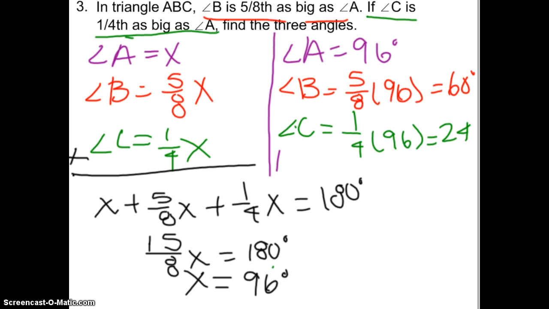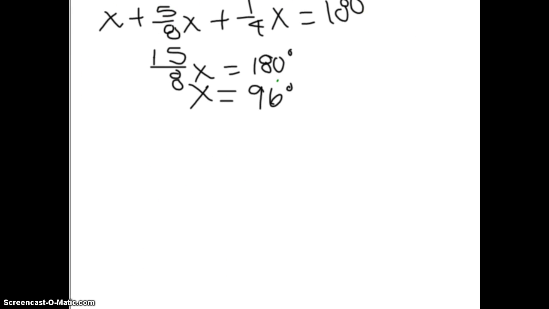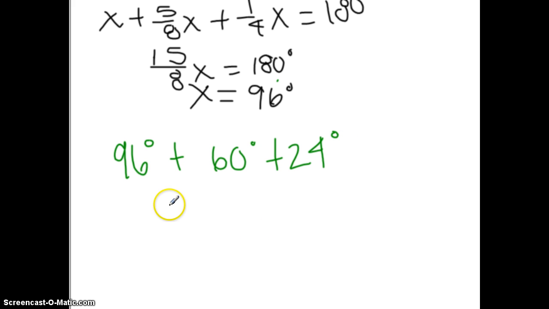Now we have to make sure that all of our angles add up to 180 degrees. When we add up all of our angles, angle A was 96 degrees, angle B was 60 degrees, and angle C was 24. If you add all those up, you get 180 degrees. So we know we did our algebra right.